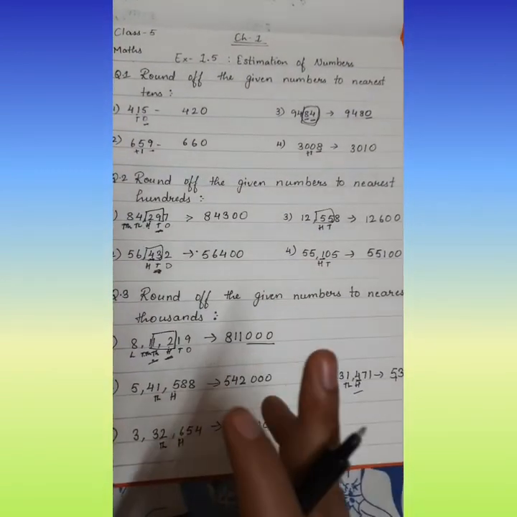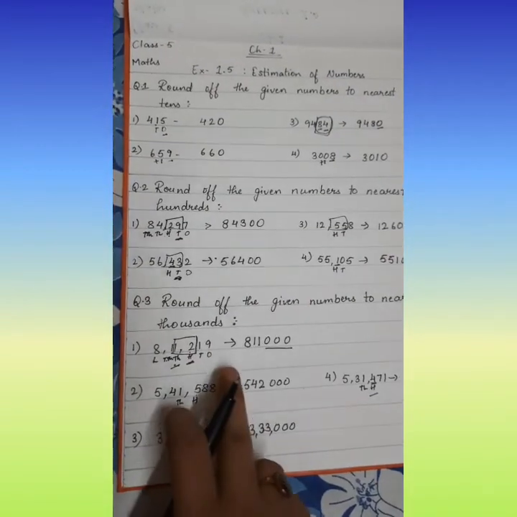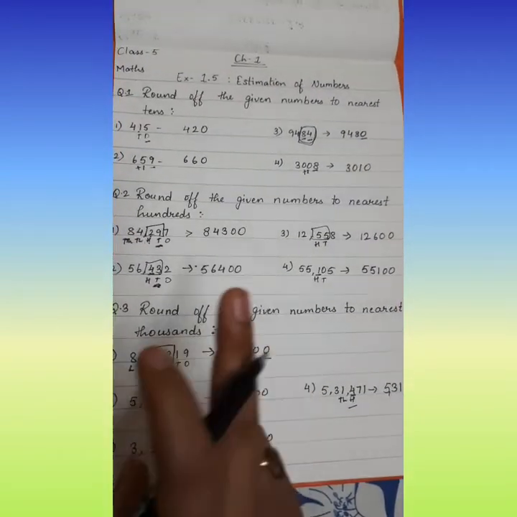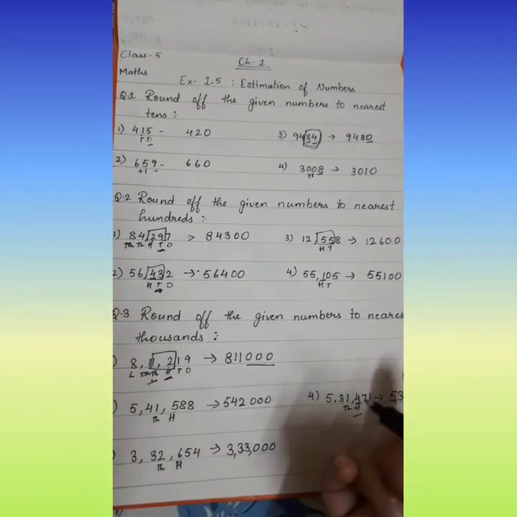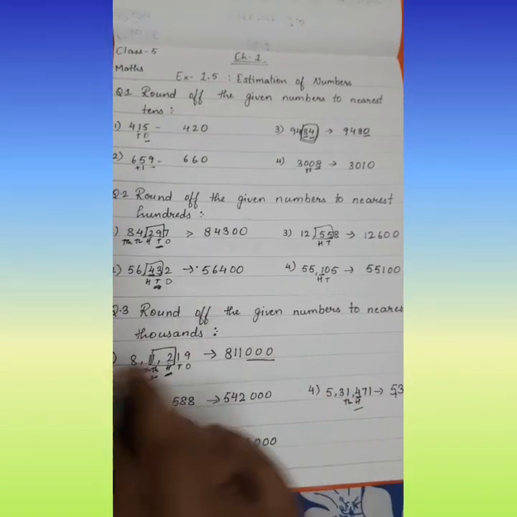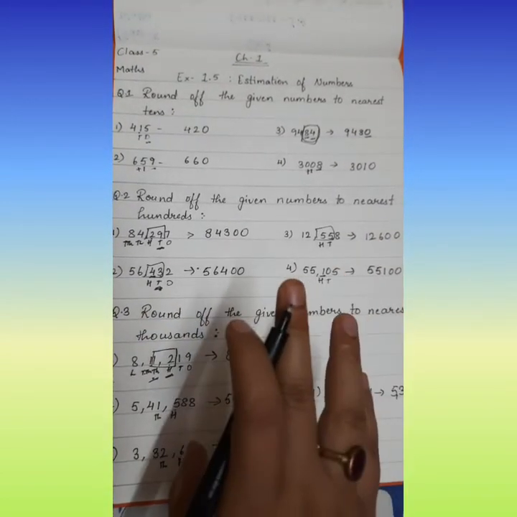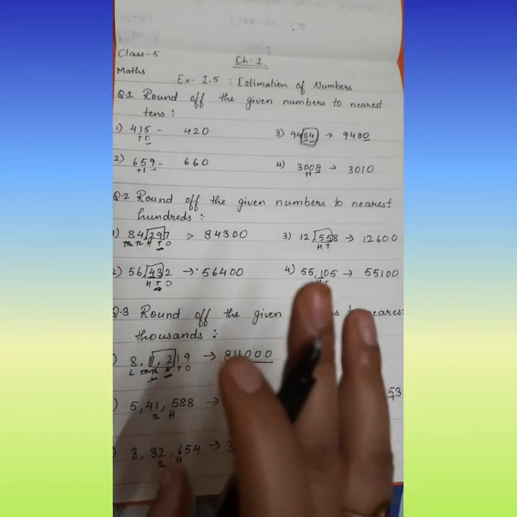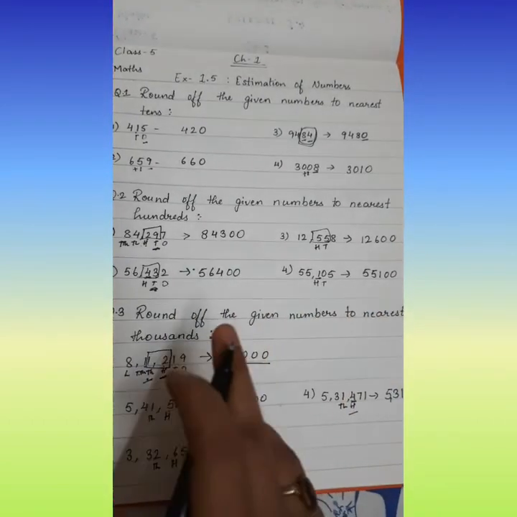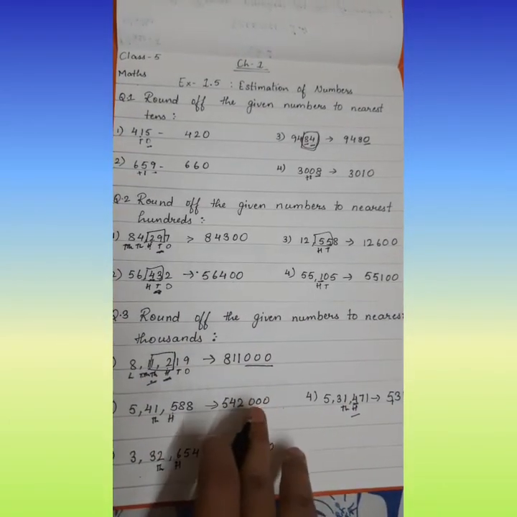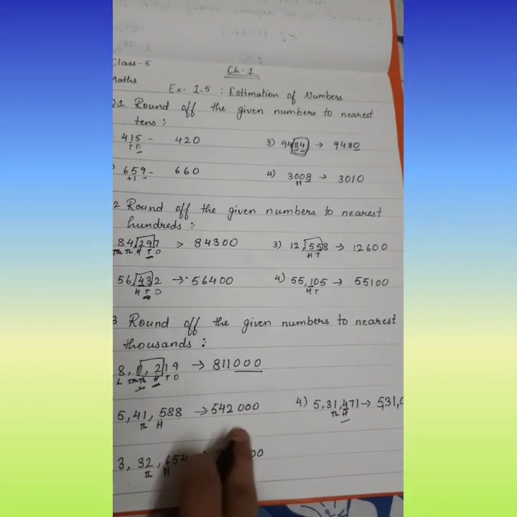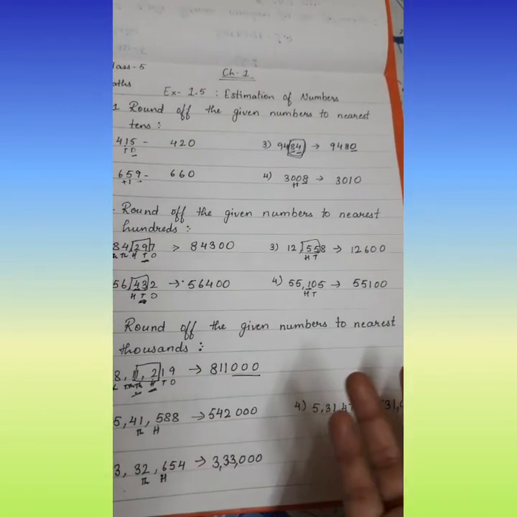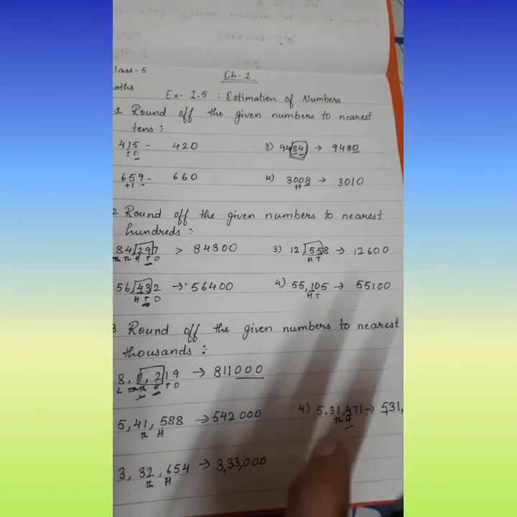Only keep in mind whatever the number position is given, like if 1000 is given, we have to see 1000, and its previous position, that is 100. Nothing to worry about any other position, and we have to round up or round down, and after that all the remaining positions on the right hand side become 0.